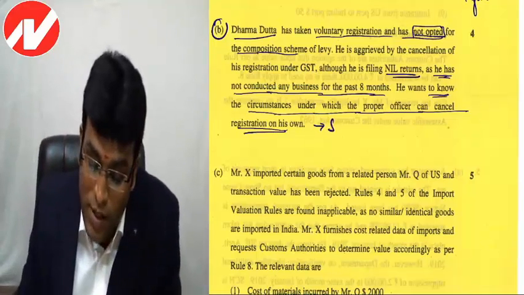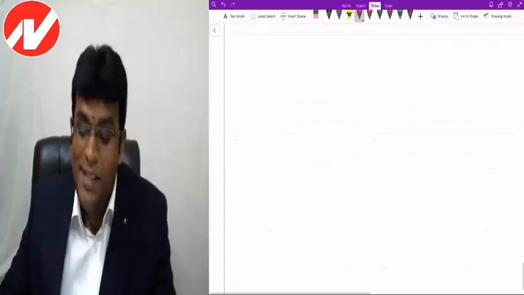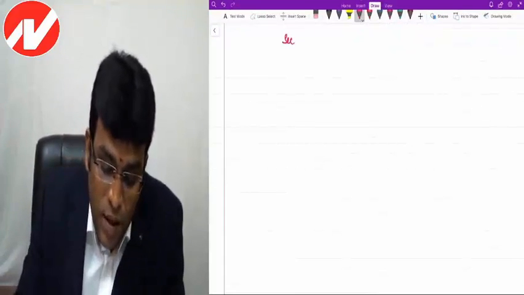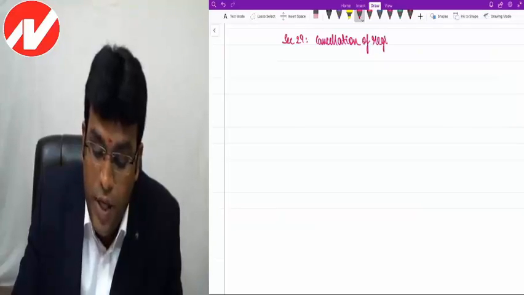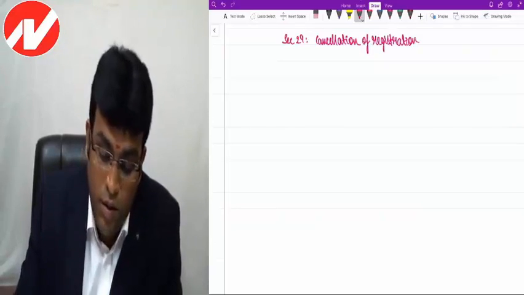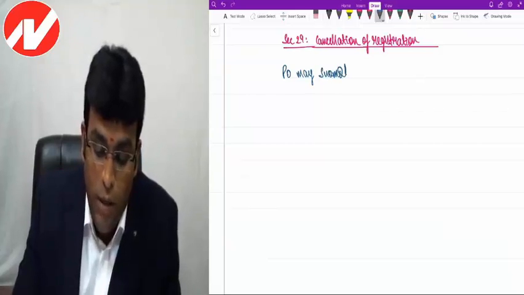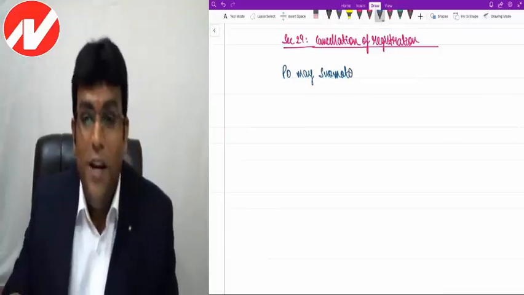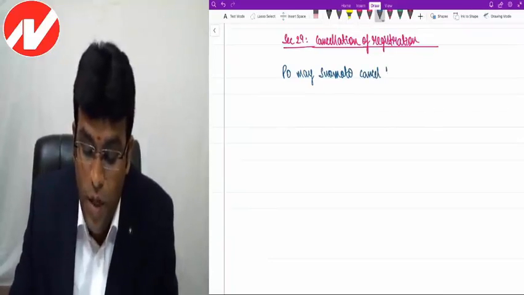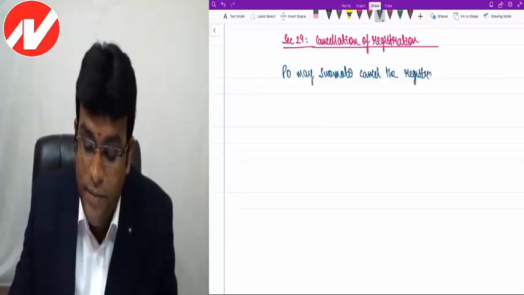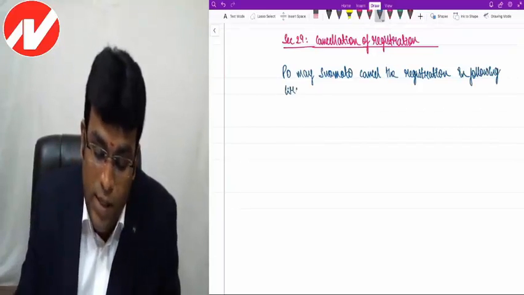Friends, this concept is dealt with by section 29, which talks about the concept of cancellation of registration. Section 29 deals with cancellation of registration, which clearly says that the PO may suo moto cancel registration. What is the meaning of suo moto? Suo moto means on his own. PO may suo moto cancel registration in the following circumstances.